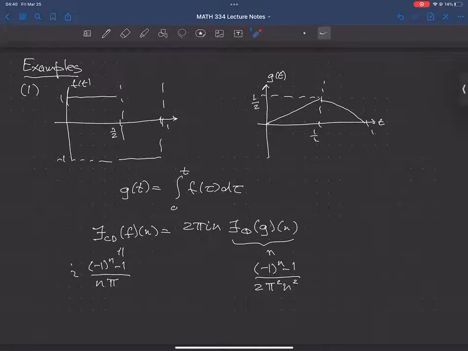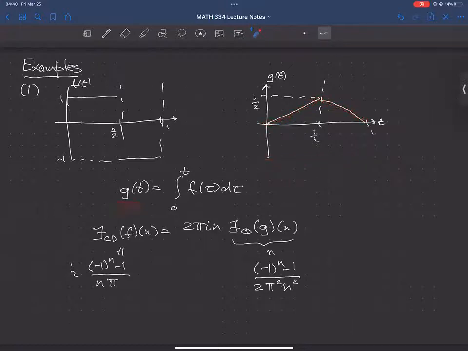So really f is in L1. That's about the best you can say about f in terms of its general properties. And so what we see here is that its CDFT decays quite slowly, like 1 over n. Whereas g is continuous, at least, and it's in fact better than continuous.